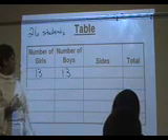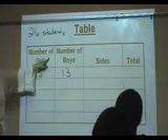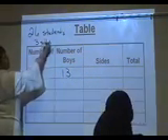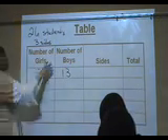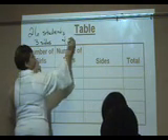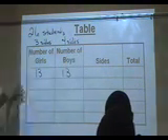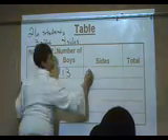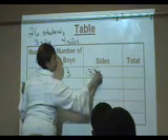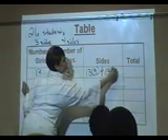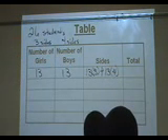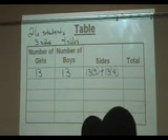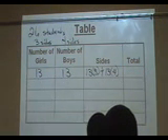Here's the math part. Well, we know that the number of girls has 3 sides, correct? And the number of boys have what? 4. 4 sides. So now, what we want to do is 13 times 3 plus 13 times 4. How are we going to get that answer?